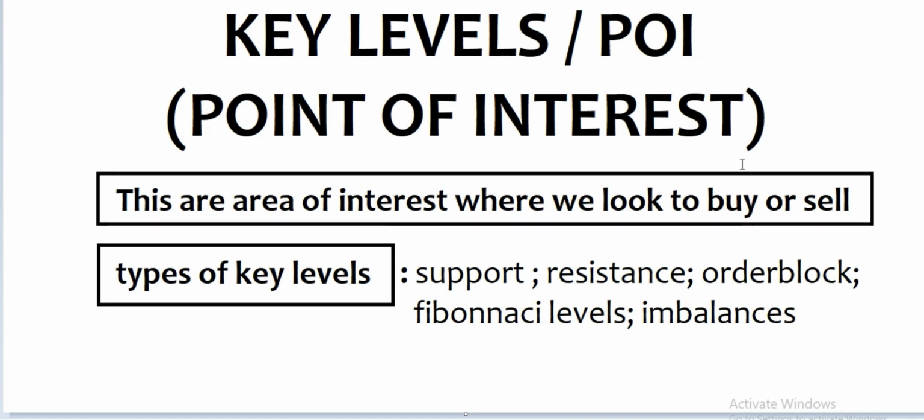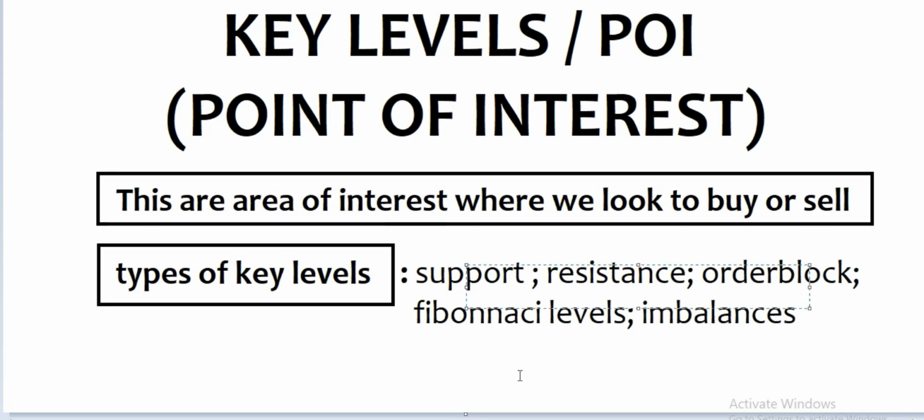So the first type of key level we have is support, all right? Before the next video, where I'll be talking about order blocks. That's one of the strongest key levels we'll be using in the Panorama Forex Academy, aside from support and resistance. I'll be showing you how to draw the order blocks properly. But for now, let me show you on charts, one by one, what these key levels are.